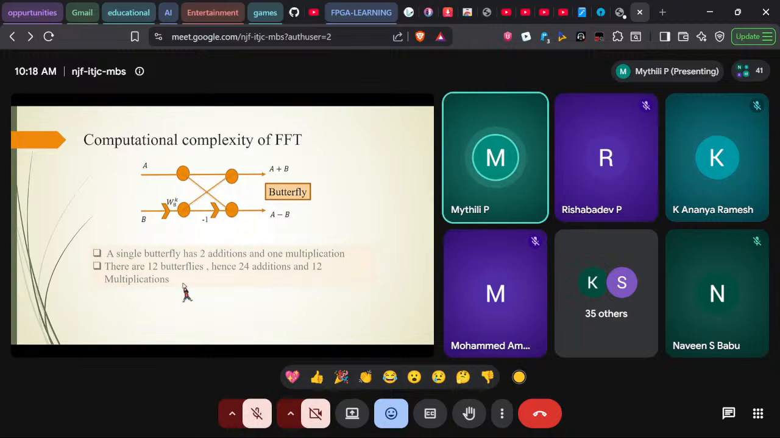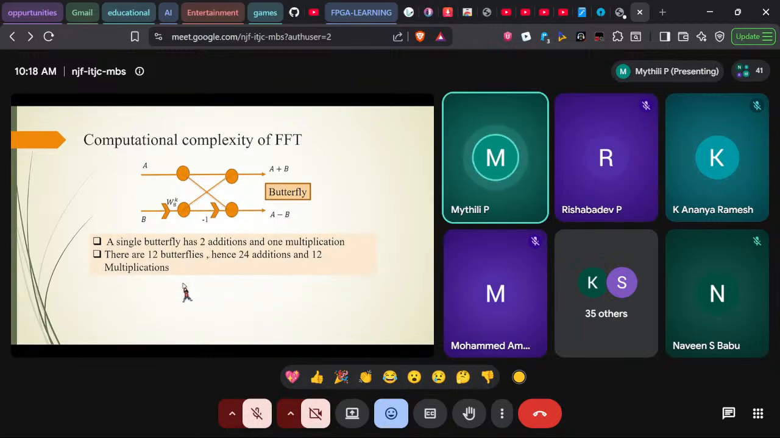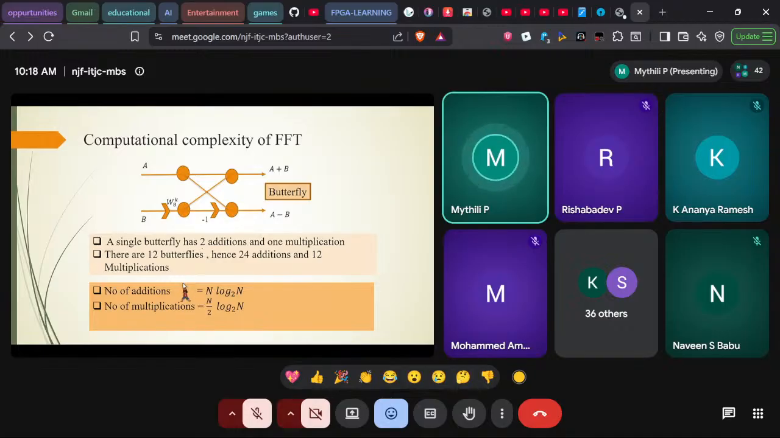So totally we have 12 butterflies, so 24 additions and 12 multiplications. Okay. Mathematically, we can write the number of additions as n log n base 2 and the number of multiplications as half of that. Okay, n log base 2 n divided by 2.